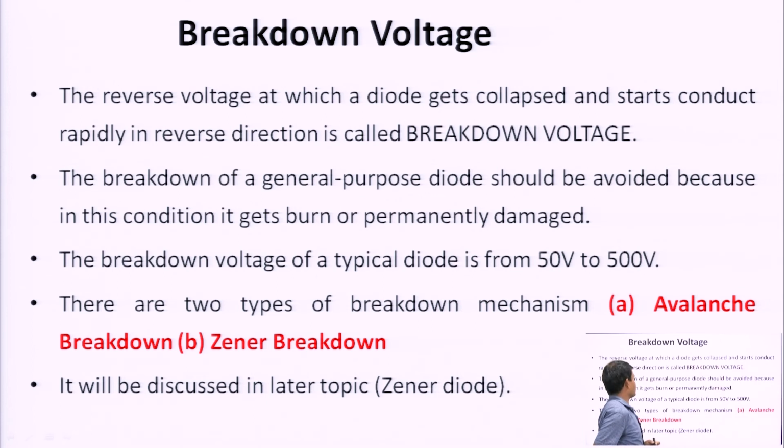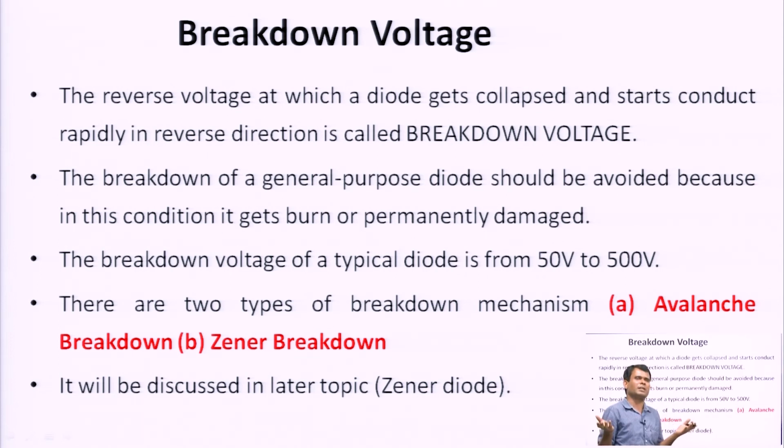Breakdown voltage, this topic I will discuss separately. But in reverse bias, what will happen when we increase the reverse voltage is that the majority charge carriers get separated and the depletion layer also increases. At the maximum point the breakdown will happen. This means the depletion layer will collapse and breakdown will start.